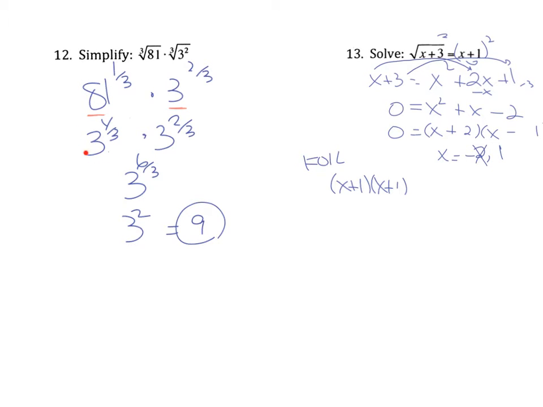3 to what power is 81? You keep playing with it. Well, 3 to the 4th was 81. So it's 4/3 because I still got that root. This is 3 to the 2/3. Now when you multiply them, don't multiply your 3's. You add the exponents. 4/3 and 2/3 is 6/3. Don't leave it that way. You know 6/3 is 2 and 3 squared is 9.